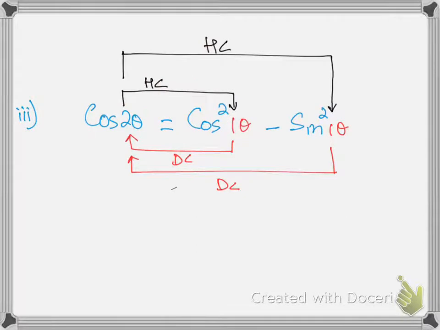This is the last formula of cos 2 theta. This is in the form of cos and sine. Again, in the reverse direction, the angle will be double, like this, and if you go to the right side in this direction, then the angle will be half.